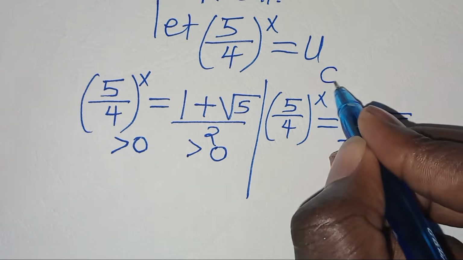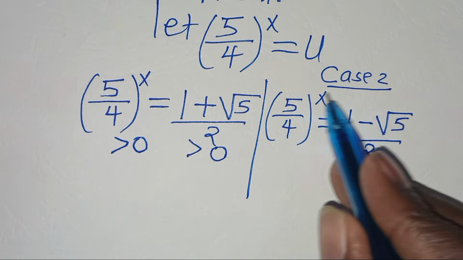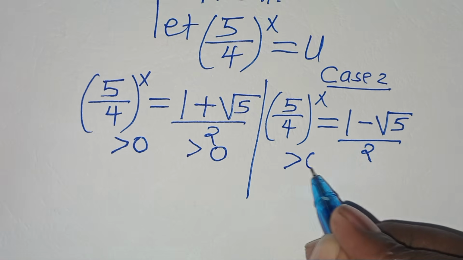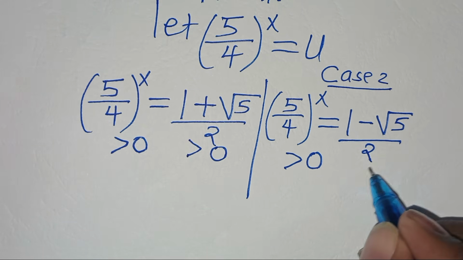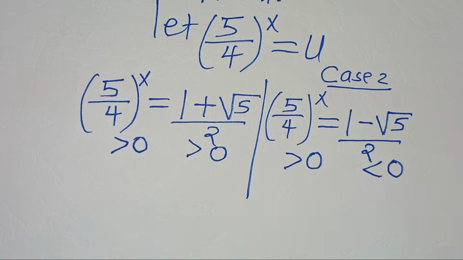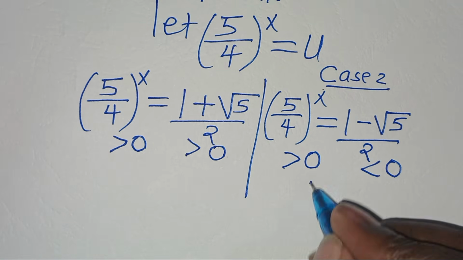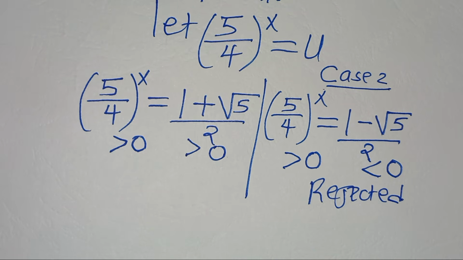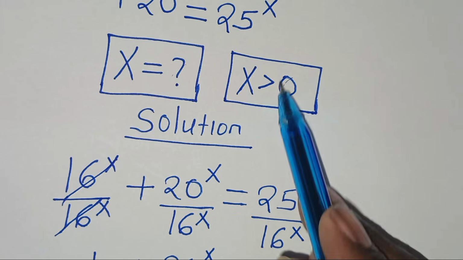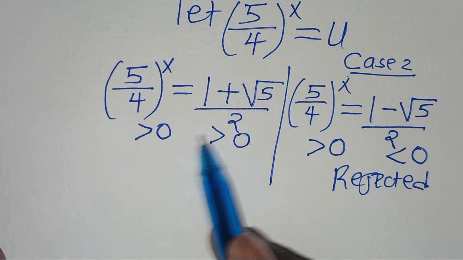Now in case 2, (5/4)^x is actually greater than 0. But (1 minus root 5) over 2 is less than 0. So we cannot proceed to solve for the value of x. So case 2 is rejected. Case 2 is rejected given that x is greater than 0. So let's proceed with case 1.